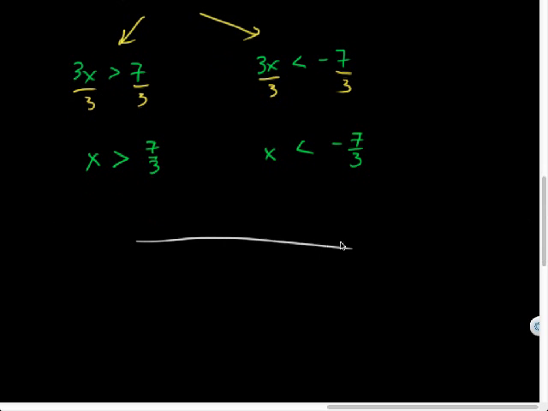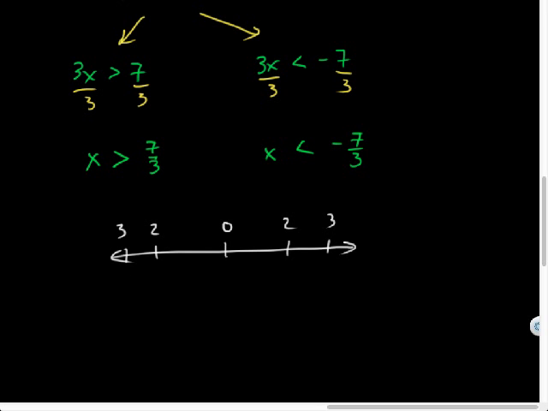So, and problem or or problem? 7/3, by the way: 3 goes into 7 twice with a remainder of 1, so that's 2 1/3. Here's 2, here's 3, and negative 2 and negative 3 are over there. Greater than 7/3, 2 1/3, would be an open circle shaded this way. And this one is an open circle shaded to the left. So they're shaded away.